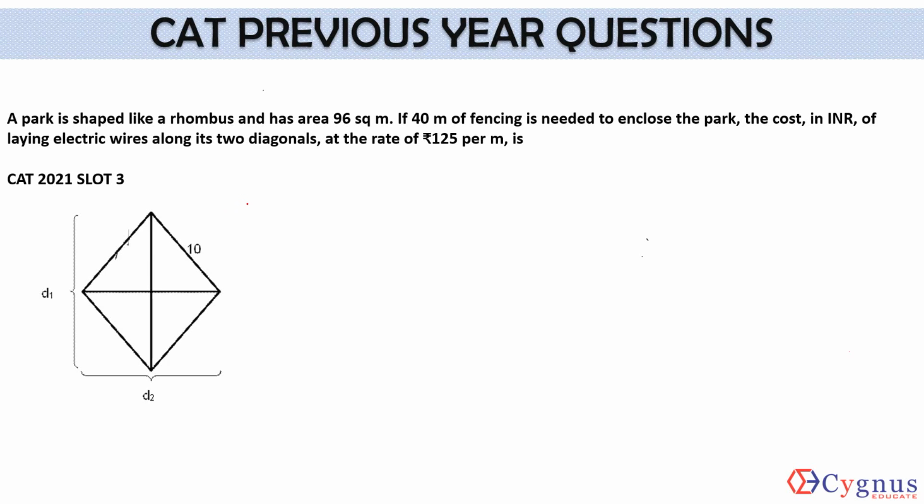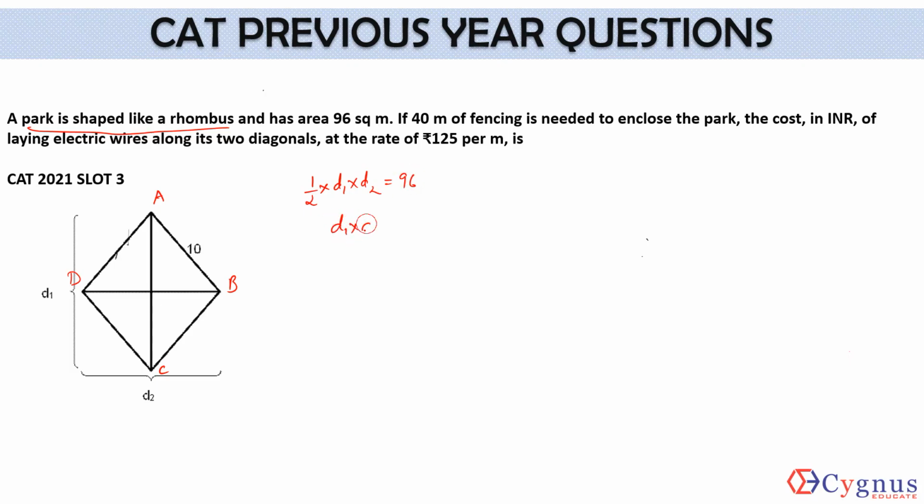Okay. Let's see what's given in the question. A park is shaped like a rhombus. Okay. So there's a rhombus A, B, C, and D. It has an area of 96. Area of a rhombus is given by half of the product of diagonals. If the diagonals are D1 and D2, let's say half of D1 into D2 must be equal to 96.